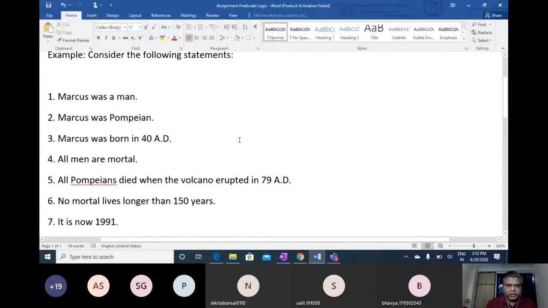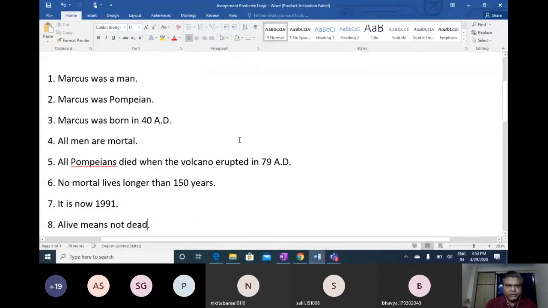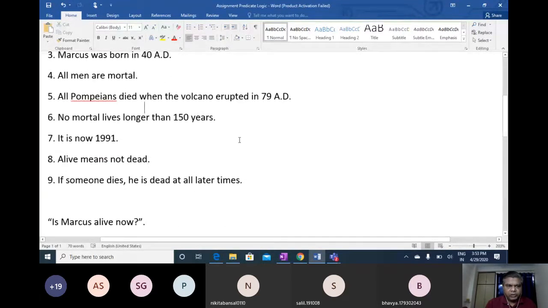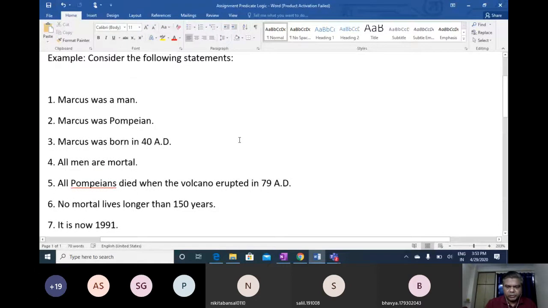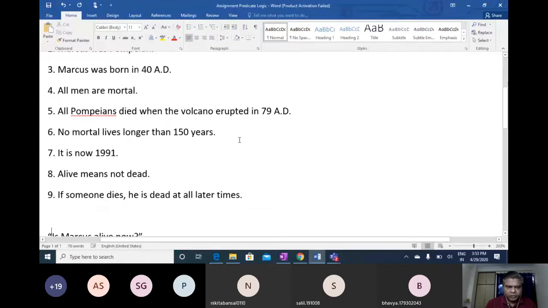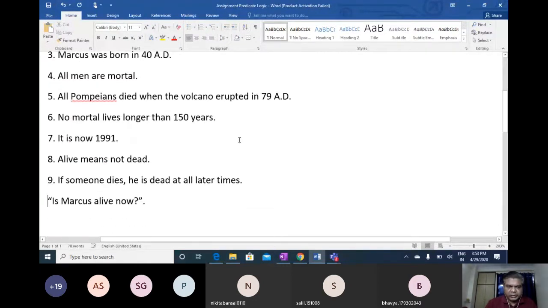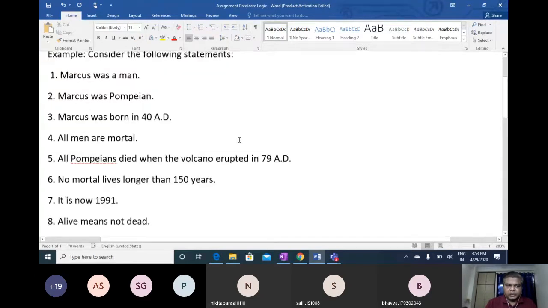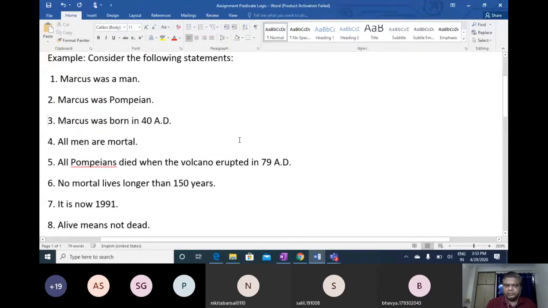Now you have to consider these statements. This is already given in the book also. You can take the picture also. I will forward it on WhatsApp also. And in the next class, please come with the resolution of this statement. We will just discuss this again in the class.